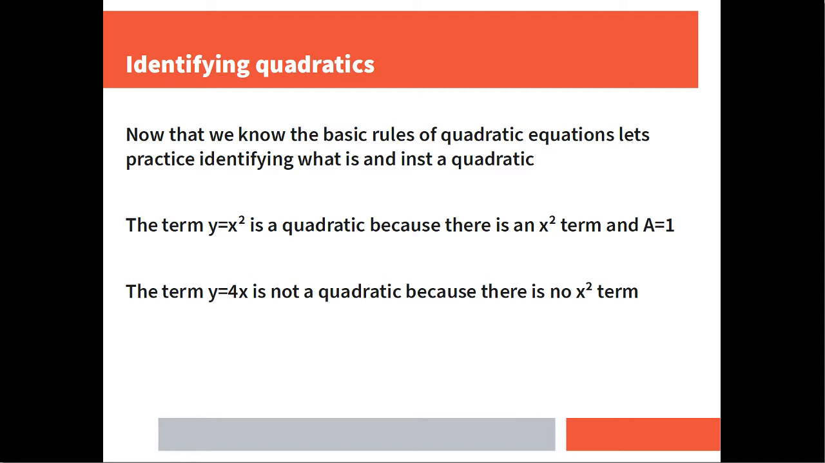Now that we know the basic rules of quadratic equations, let's practice identifying what is and is not a quadratic. The term y equals x squared is technically a quadratic because there's an x squared term and you have the constant a equals 1. The other constants b and c would both equal 0, giving you just y equals x squared. The term y equals 4x is not a quadratic because there is no x squared term. a is equal to 0, while b is equal to 4, and c is also equal to 0. And this does not give you a quadratic.